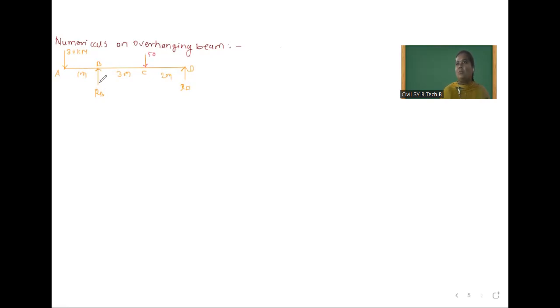Okay, so you observe here, overhanging means a combination of two types of beams. Suppose we take this BCD beam, this is a simply supported beam, and this AB beam is a cantilever beam. So overhanging means a combination of two types of beam, cantilever plus simply supported. As usual, our first step is reaction calculation.